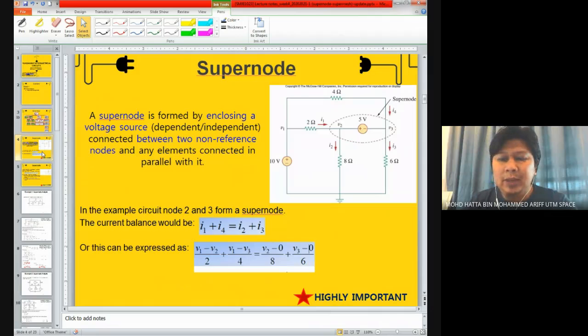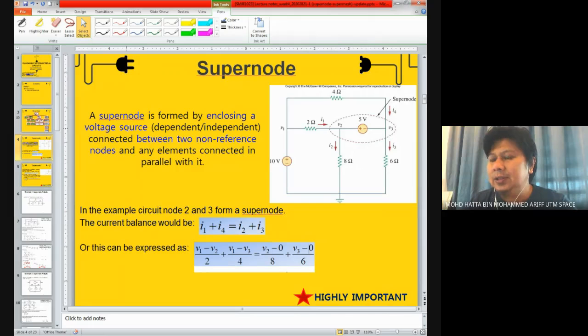Okay, what does it mean by Supernode? Basically, if you have a voltage source in between 2 non-reference nodes. For example, in this circuit, have a look at node V2 and also node V3. In between those nodes, we have a voltage source. So the way to solve this kind of circuit arrangement is by using a supernode.